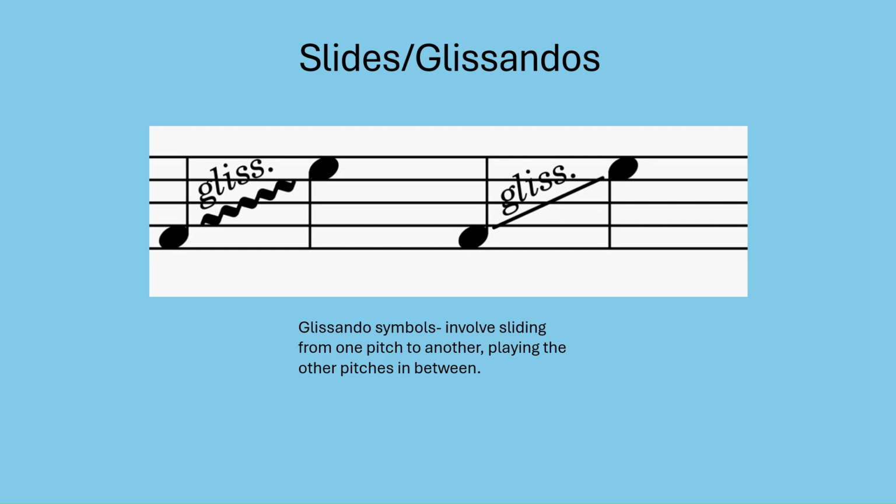Here are some other common instrumental techniques. On the screen now you can see a slide or glissando, which involves sliding from one pitch to another and playing the other pitches in between. This can be performed well on a variety of instruments, such as trombones, violins, pianos, and by vocalists.